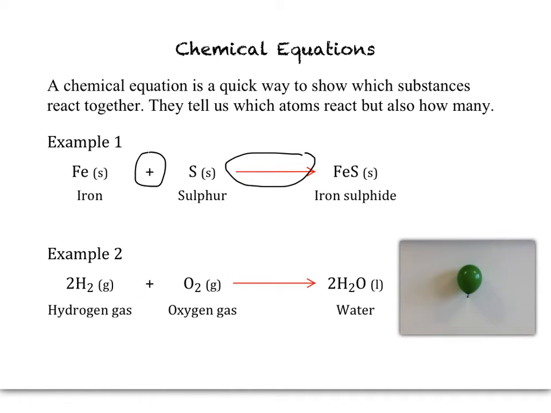The second example shows two molecules of hydrogen gas and one molecule of oxygen gas react to give two molecules of water. Here we can see the rather violent reaction of hydrogen and oxygen.